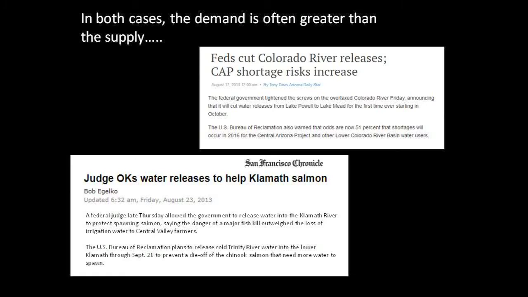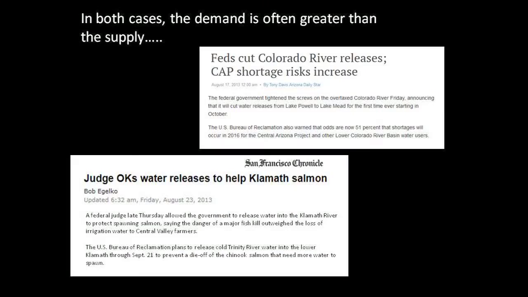Here's a headline from August 17th that says, Feds cut Colorado River releases, CAP shortage risks increase. CAP is the Central Arizona Project. And what they're saying is that they're reducing the flows from the upper large reservoir, Lake Powell, into Lake Mead, and that has implications in a year or two for the amount of water that Arizona might get. It's sort of foreshadowing the potential for cuts.